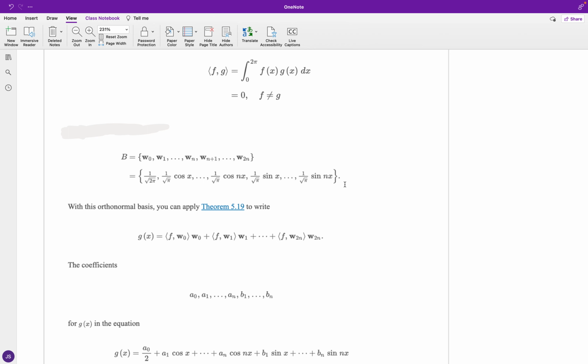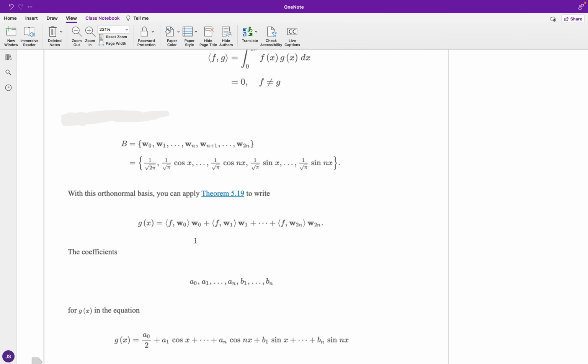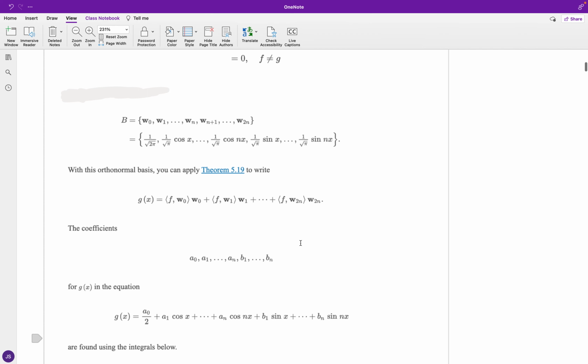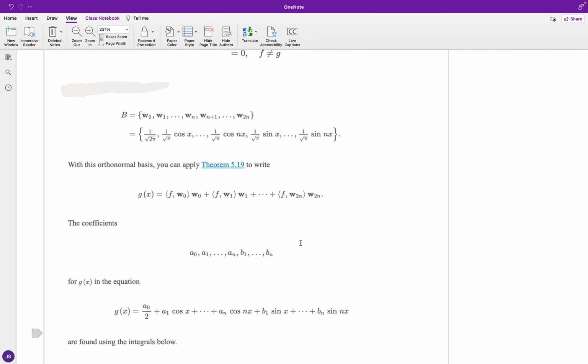And now, in terms of application of the orthonormal basis, we have g(x) equal to the inner product of f and w_0 times w_0, and so on. And for the coefficients, you have a_0, a_1, a_n, b_1, all the way out to b_n.